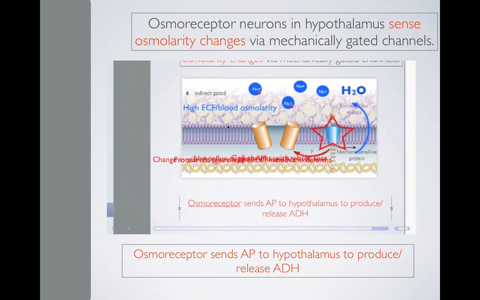If blood osmolarity is too high, that must mean that we need to do either one of two things. We either need to get rid of some of that solute, or we need to dilute that solute with some water. ADH will allow us to do the latter. It will allow us to reabsorb more water to dilute this osmolarity.